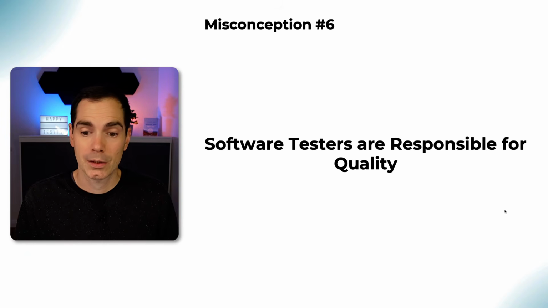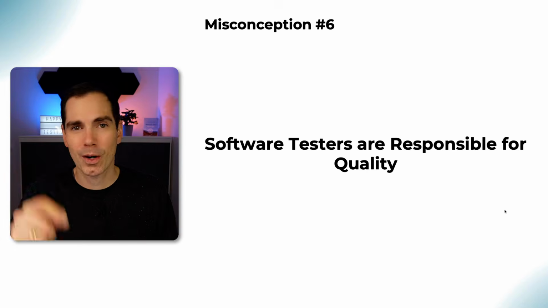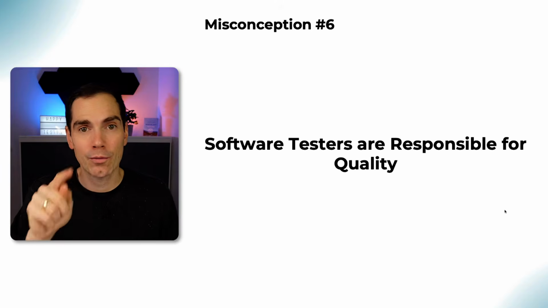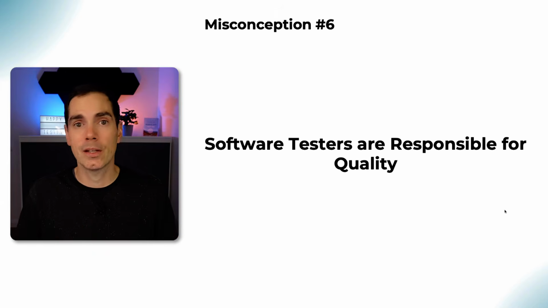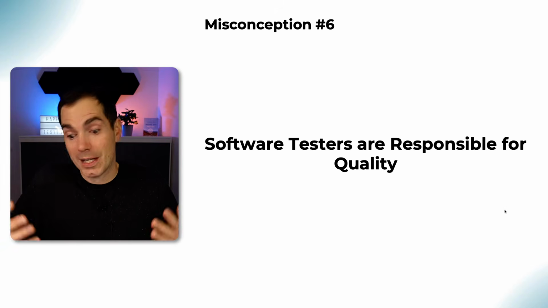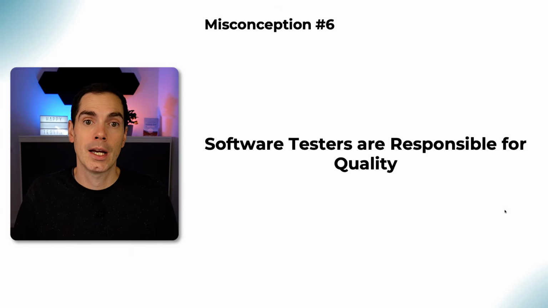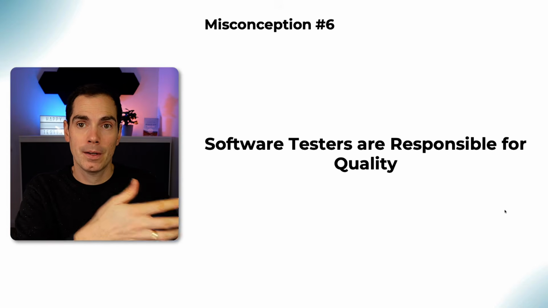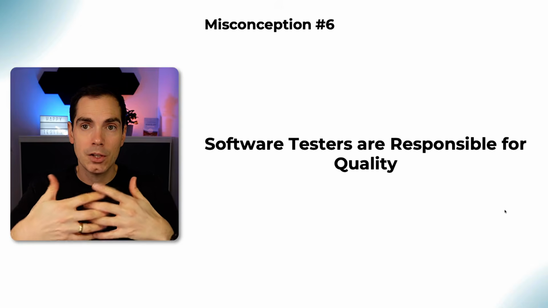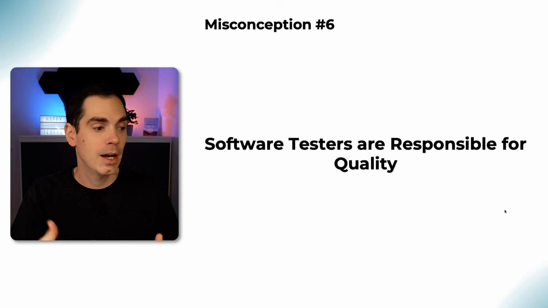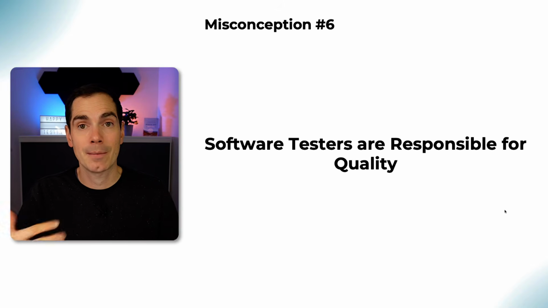Okay, what else do we have? Number 6, software testers are responsible for quality. Of course we are. We like quality. We like quality products, but we are not responsible for the overall quality. The whole team, the company, is responsible for the quality. As I said, if everyone in the team is doing his or her job well, it's like a machine going hand in hand, and then quality is something that comes out at the end.